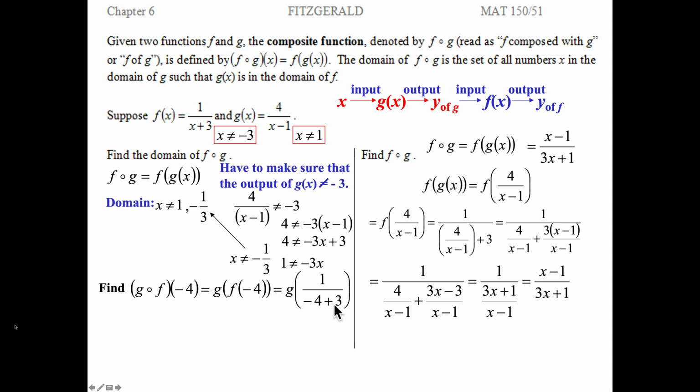So negative 4 plus 3 is negative 1. So that's going to be g of negative 1. 1 over negative 1 gives me negative 1. Now that the inner function has been completely simplified, now we take negative 1 and put it into the x of the g function. And negative 1 minus 1 is going to be negative 2. So 4 over negative 2, or negative 4 halves, that's equal to negative 2. All right? Make sure you practice these fractions with these domain restrictions. This author is big into finding the domain.